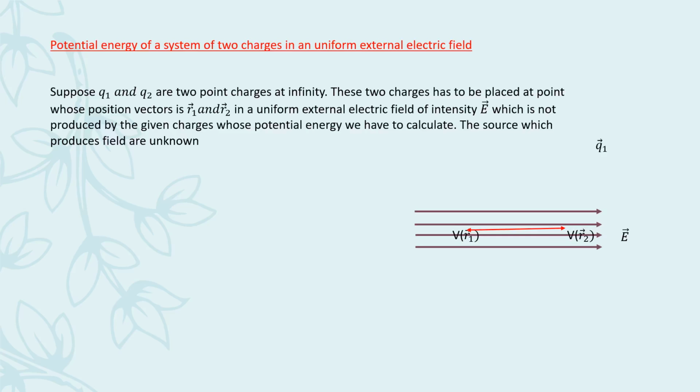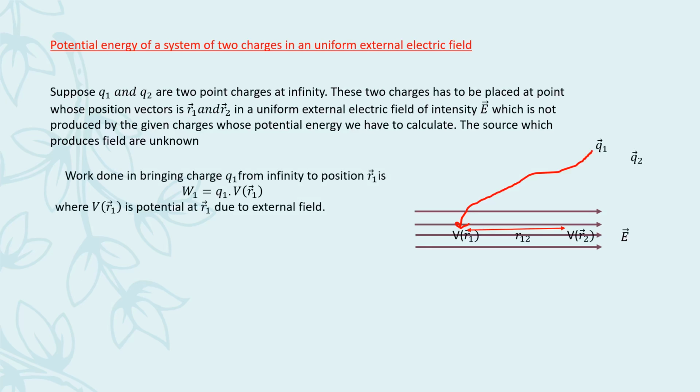Now if a charge Q1 present at infinity is to be brought from infinity to the point whose position vector is R1, the amount of work done in bringing the charge Q1 from infinity to position R1 is W1 equal to Q1 into V(R1). The formula is V equals W upon Q, so W is equal to Q into V.